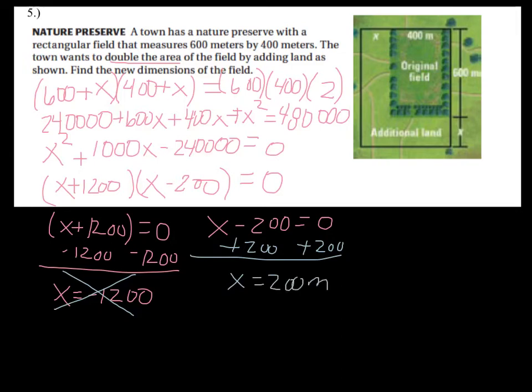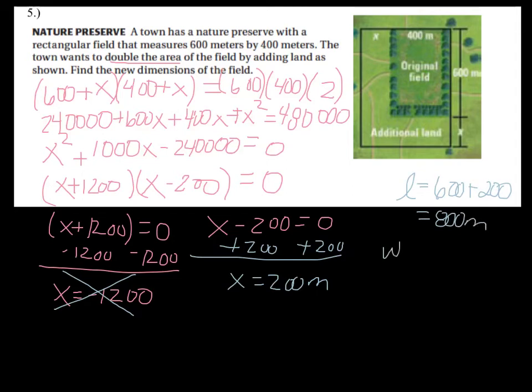So what I'm saying is that they must have added 200 meters to each dimension of the field to double its area. And I can check myself. So the new length would be 600 plus 200, or 800 meters.